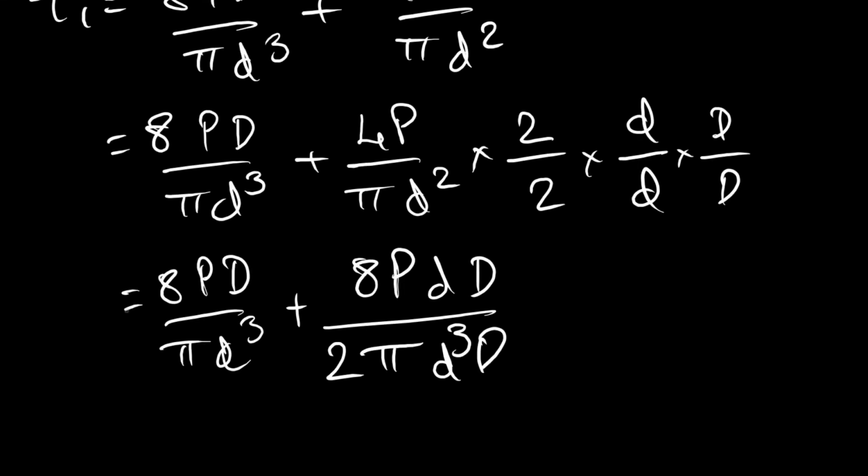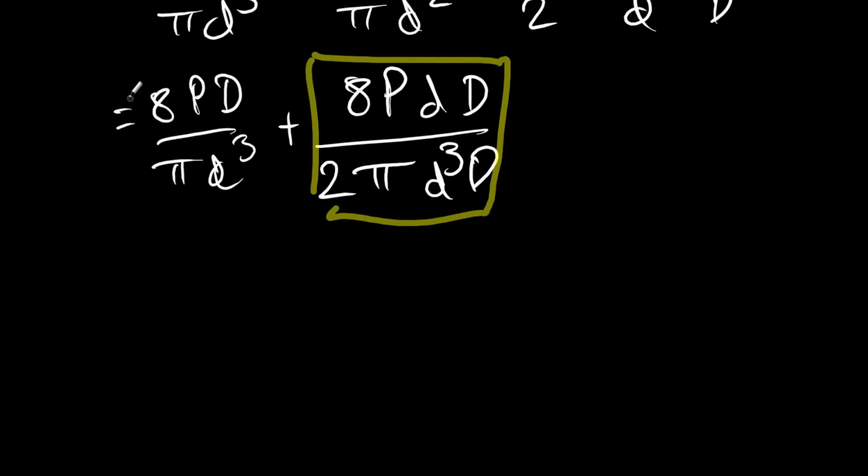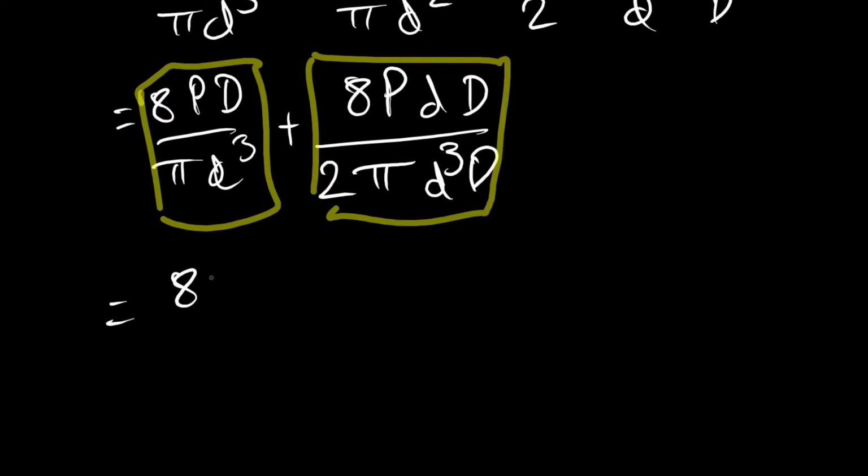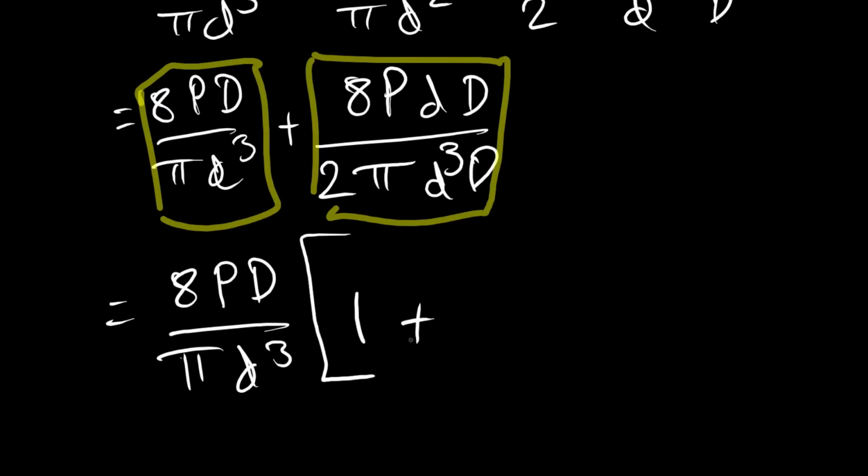Now as you can see, we are going to take out the common things from this part of the equation, or the things which we are going to take out common are exactly these terms. So what we wind up getting is 8PD by pi d cube, bracket 1 plus, so 8PD got out, the only thing that is left is the small d. Pi d cube also got out, so 2 times capital D.